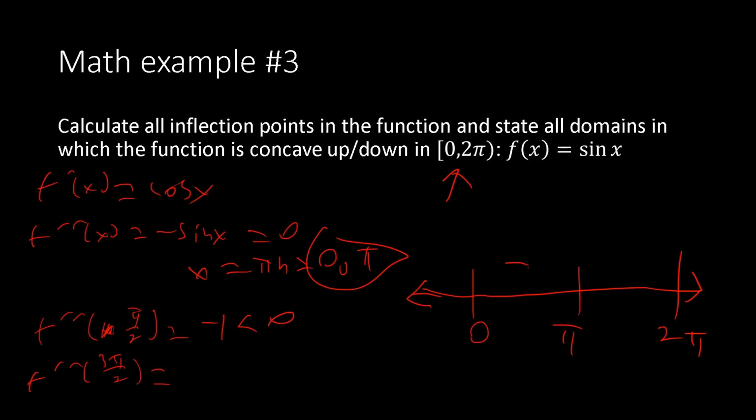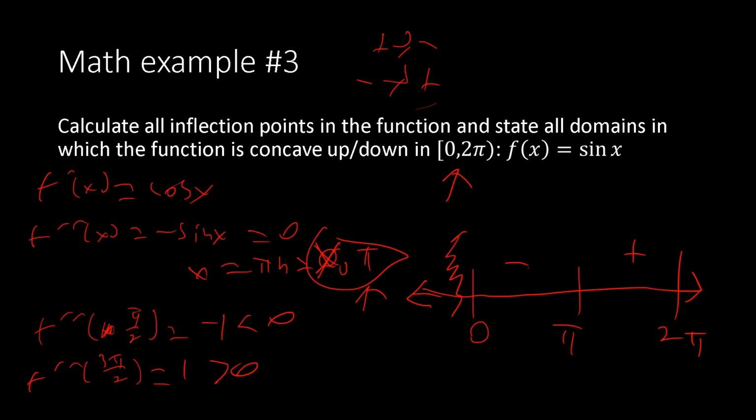And we're going to get +1, which is greater than 0. So I'm actually going to cancel 0 as an inflection point because within our domain, for an inflection point, we have to cross from negative to positive or positive to negative. But since there's nothing to the left of 0, we can't go from positive to negative or negative to positive. So 0 is not going to be an inflection point. Pi is our only inflection point.